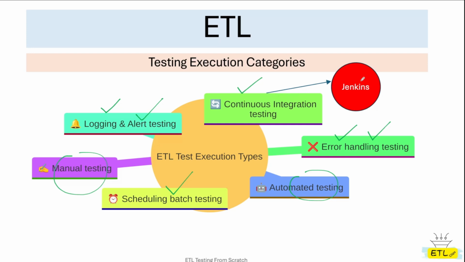And continuous integration. Jenkins is one of the mechanisms you use. It's an open source way of doing continuous integration, which is called CI. But there are other tools like GitHub Actions, GitLab CI/CD pipeline. All these are kind of like Jenkins. They do the same thing, continuous integration. Okay, so testing execution categories covers a lot of things here.